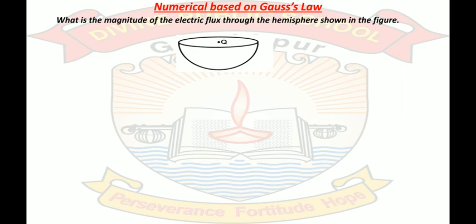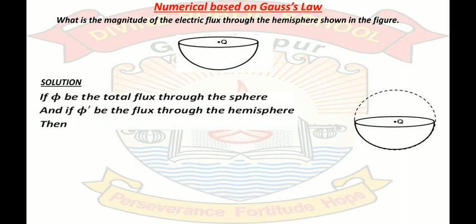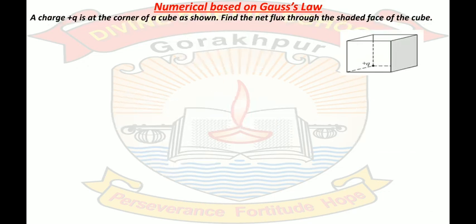More questions of the same type can come, like: what is the magnitude of electric flux through the hemisphere as shown in the figure? It is half of the sphere. What we do is make the whole sphere, and if the flux through the whole sphere is phi, then through the hemisphere the flux is phi dash is equal to phi by 2, because the upper surface is not there. So we are going to have phi dash is equal to q upon 2 epsilon naught.